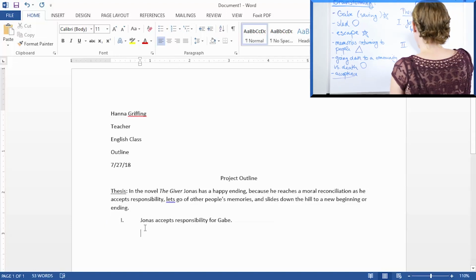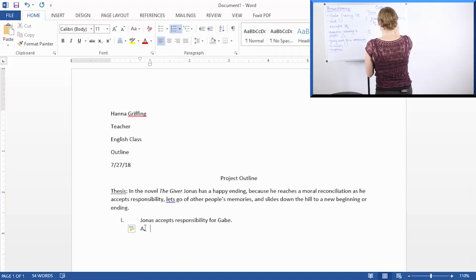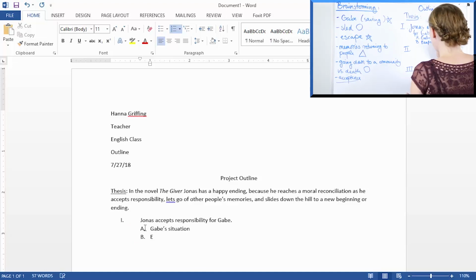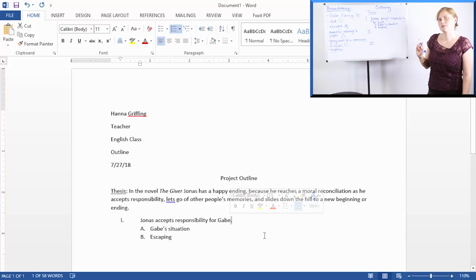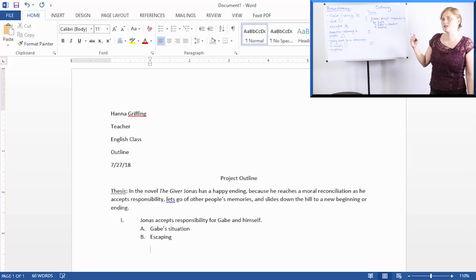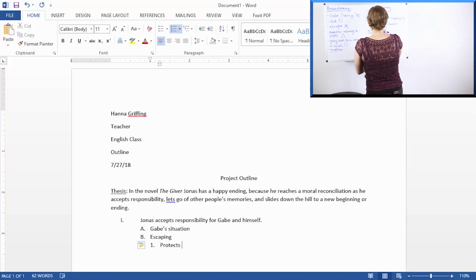And right away, I've already marked it. So I can say, A, talk about Gabe's situation, and B, escaping. And since I'm tying it back into the whole of the novel, I'm going to say that the escape is also him giving responsibility back to the people. And I'm going to write a 1.